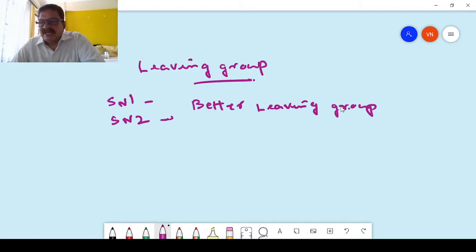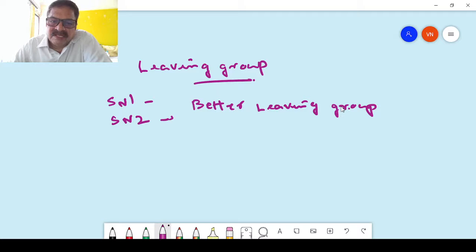Now, in the SN2 mechanism, we have seen only one transition state is there. SN2 is a one-step mechanism. Therefore, there is only one transition state in the SN2 mechanism. Correct? It is a one-step mechanism. But in the SN1 mechanism, we have seen there are two transition states here. So in SN1, the slow step is the rate determining step. That slow step is the heterolytic cleavage of the C-X bond there.